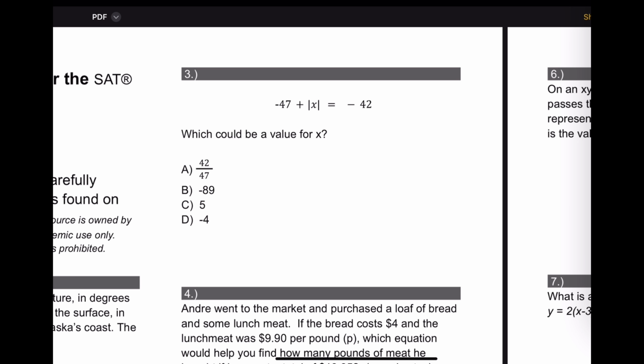Negative 47 plus the absolute value of x equals negative 42. To solve for x there, I'm just going to add 47 to both sides. And we're going to be left with the absolute value of x equals 5. X could actually be 5 or negative 5 in this instance. So just keep in mind the rules of absolute value. For this question, it's C.